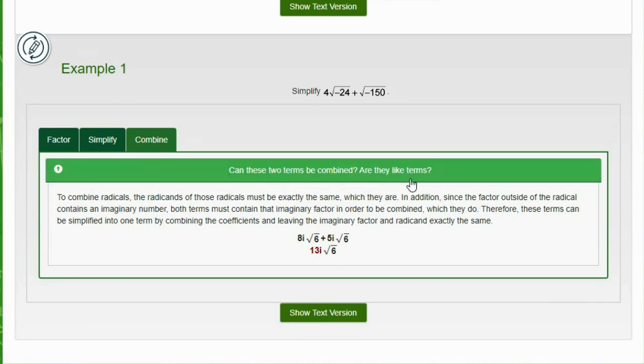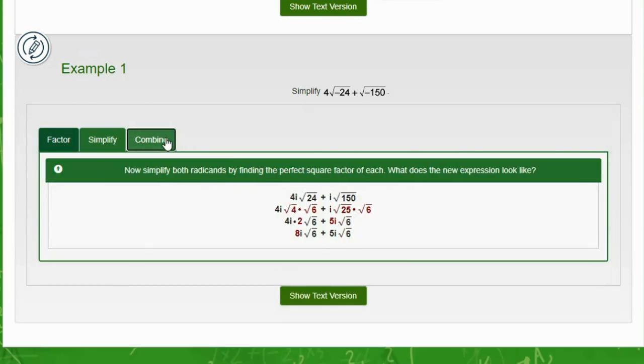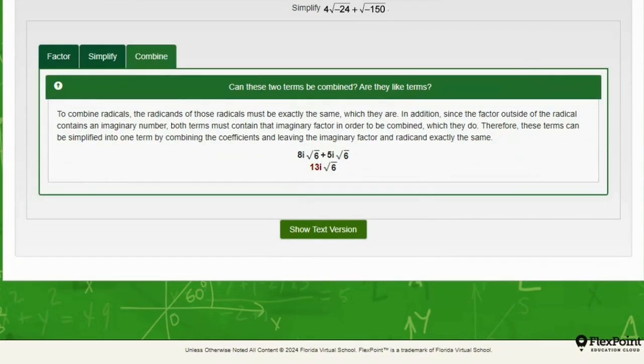Great example to have in your notes right there. They'll walk you through every step that you can put right there in your notes. All right, let's look at page 2.